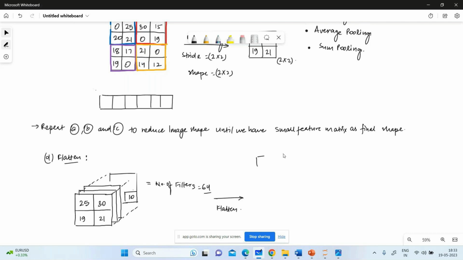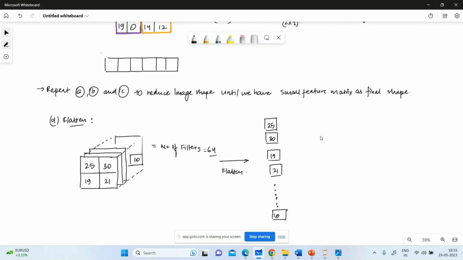Okay, apply flatten. After applying flatten, we'll have the values written here, which will return 25, 30, 19, 21, and we'll have 10 in the end. This is what we should have in the end. Remember that this has a shape of 2 cross 2, and the number of filters we are assuming is 64. So let's multiply all: 2 cross 2 cross 64. This results in 256 cross 1. So 1 image has generated around 256 features for my final layer, which is your dense neural network.